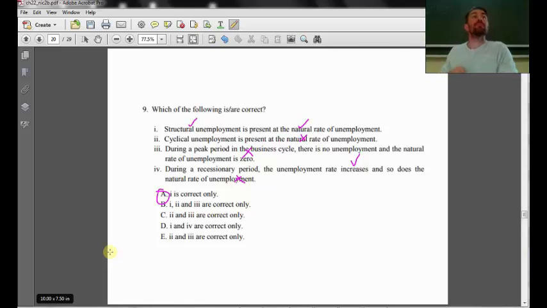Yes. For the first option, with natural unemployment, isn't it structural and frictional? Correct. It is both of those. At the natural rate of unemployment, we will have both structural and frictional unemployment. So number 1 asks, structural unemployment is present at the natural rate. So yes, structural is, so is frictional. Okay?